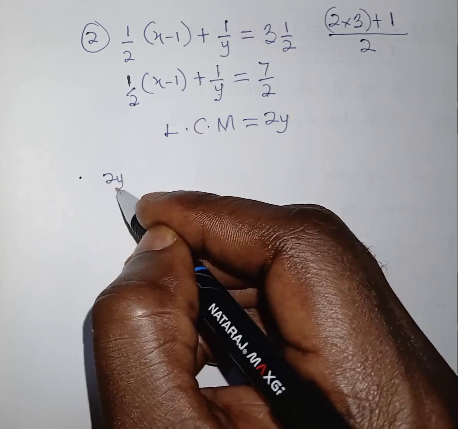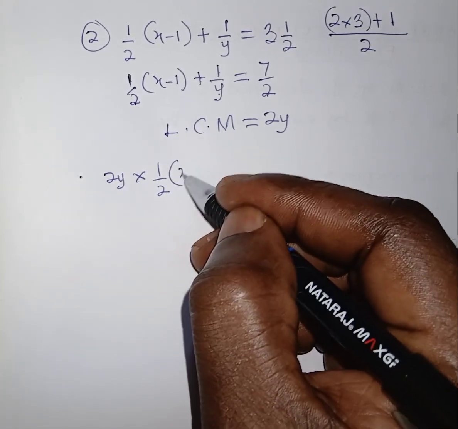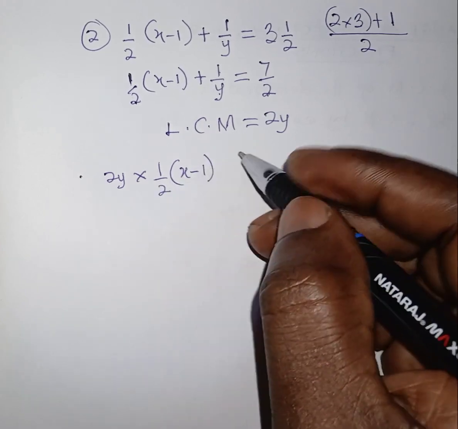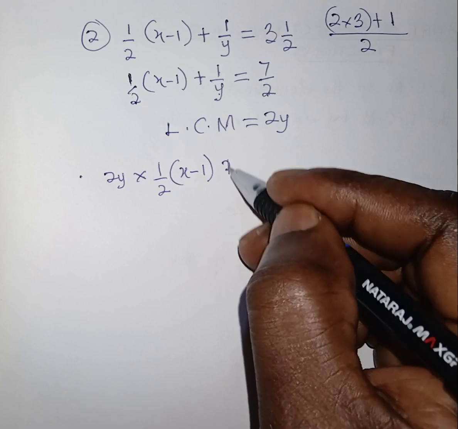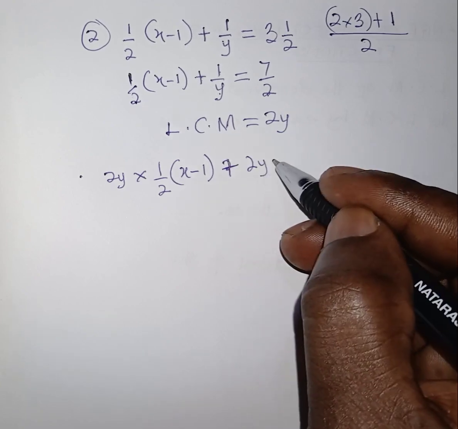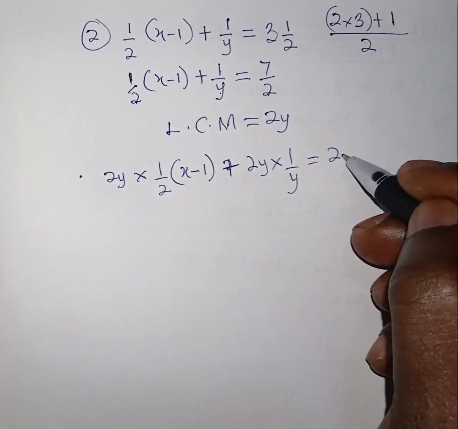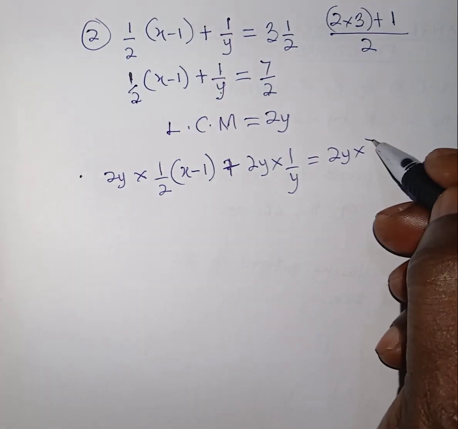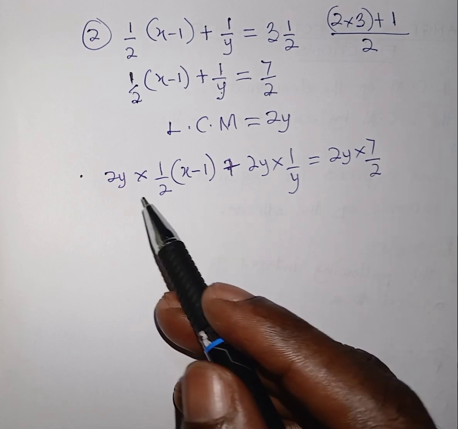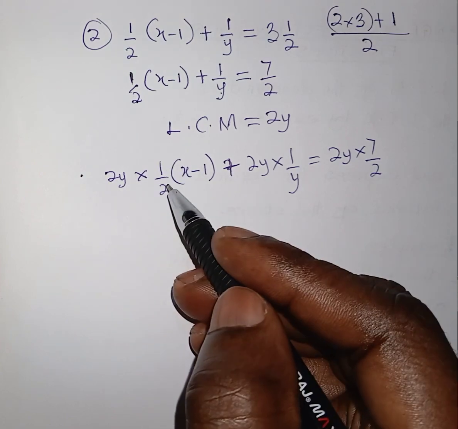So my LCM now becomes 2y multiplying 1 on 2, because the whole of this is one term, and the same, so plus 2y multiplying 1 on y is equal to 2y multiplying 7 on 2. Good. So once you multiply, you realize that we have some common numbers or variables.